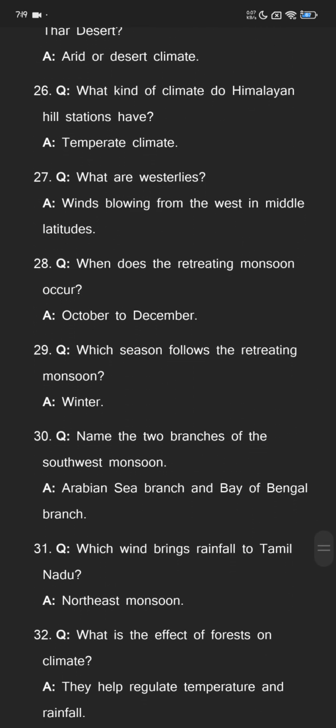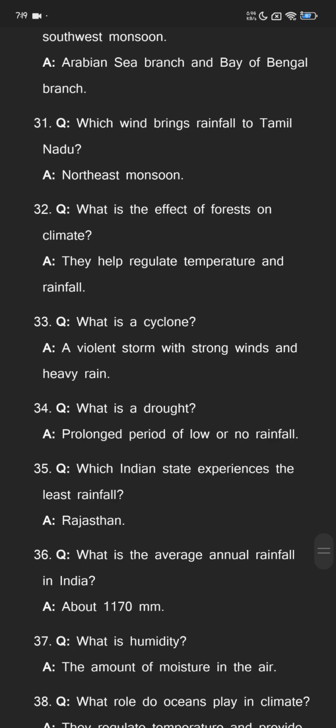What are westerlies? Winds blowing from the west in middle latitudes. When does the retreating monsoon occur? October to December. Which season follows the retreating monsoon? Winter. Name the two branches of the southwest monsoon: Arabian Sea branch and the Bay of Bengal branch. Which wind brings rainfall to Tamil Nadu? Northeast monsoon. What is the effect of forests on climate? They help regulate temperature and rainfall.